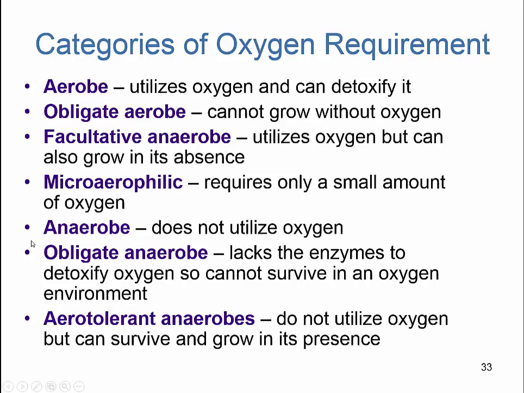An anaerobe is a microbe that does not use any oxygen. And then, of course, an obligate anaerobe is a microbe that cannot in any way, shape, or form detoxify oxygen. And so if it were put in an oxygen-rich environment, it would die. And then there are aerotolerant anaerobes. These are microbes that actually prefer to live in anaerobic conditions. They don't utilize oxygen, but they possess the enzymes that are necessary to detoxify oxygen and continue to thrive in the presence of its toxic compounds.